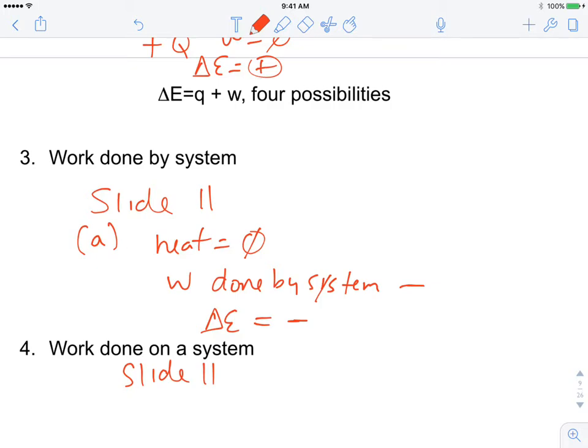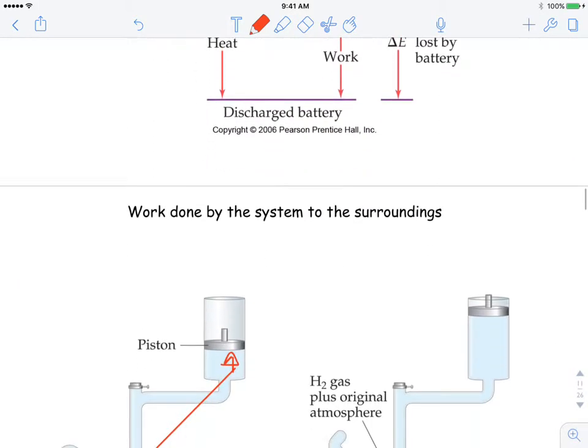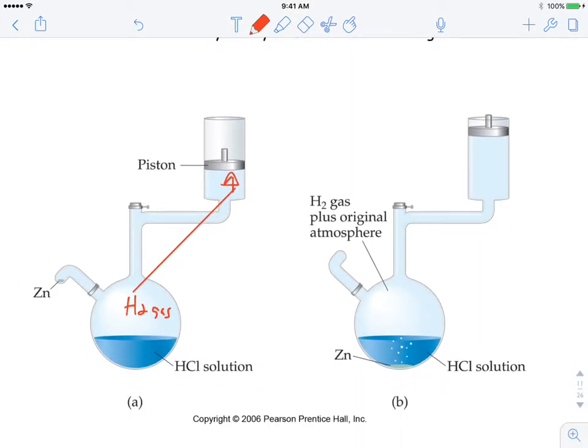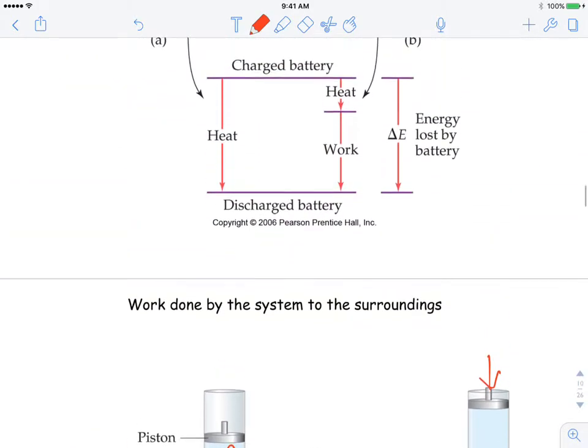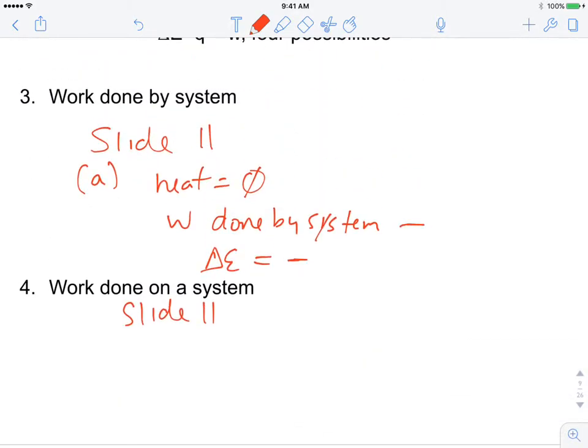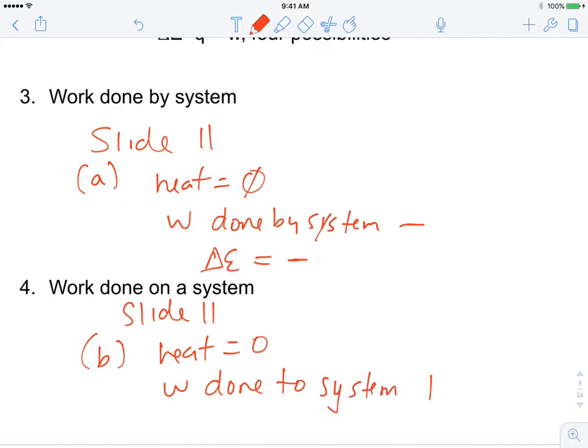If I go back and I look at pushing down the piston here, now I'm doing work to the system. So this would be B. Heat again is equal to 0. Work is done to the system. In terms of the system, it's positive. The change in energy equals positive.